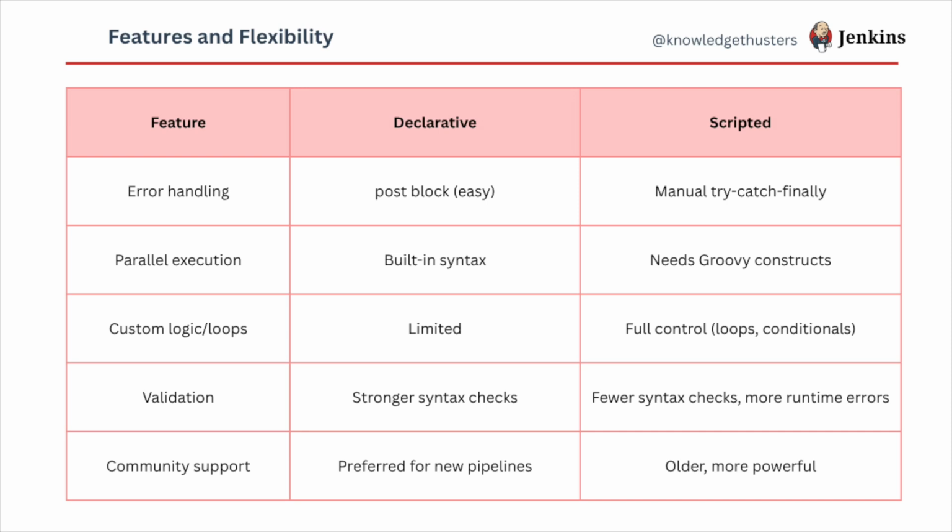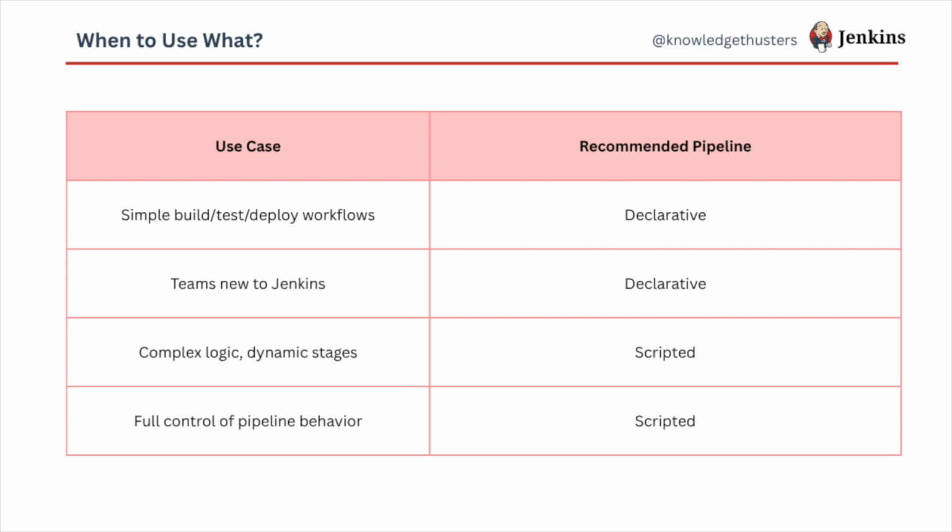Last is community support. Declarative is preferred for new pipelines and easy to make, and scripted is older and more powerful. So now let's see when to use what.